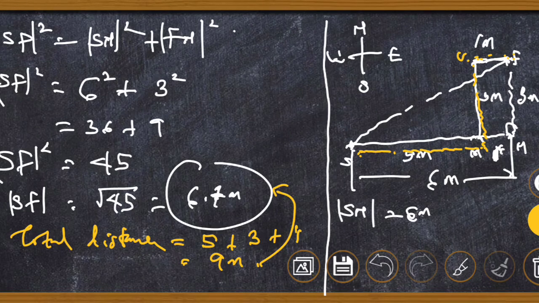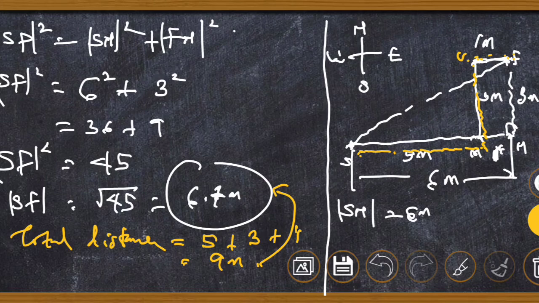This simply shows what? Distance can only be computed using the algebraic method, while displacement can be computed using the triangle law of vector, or let me say, sorry, the triangle law of addition, to calculate the displacement of the body from X to F.